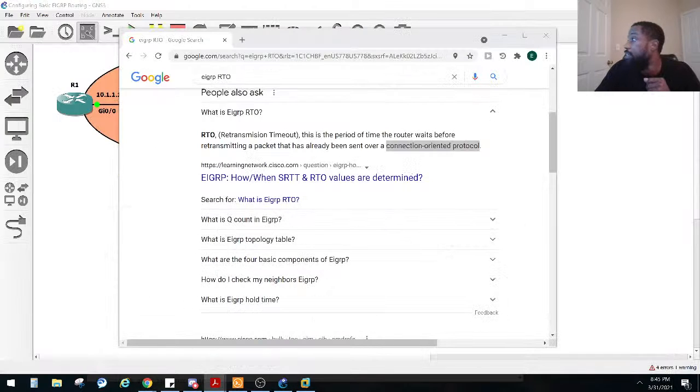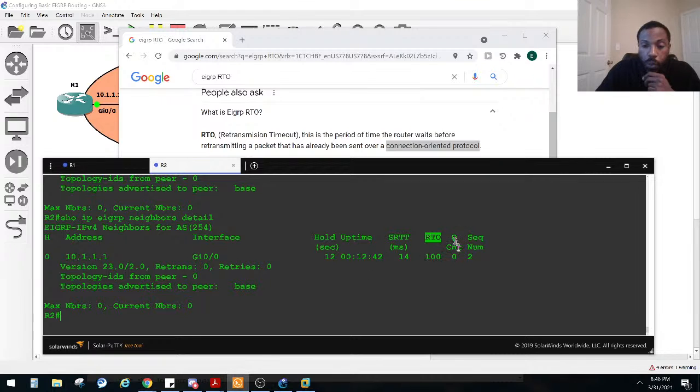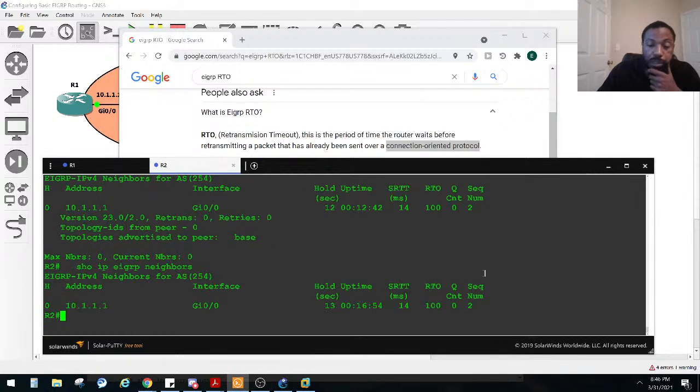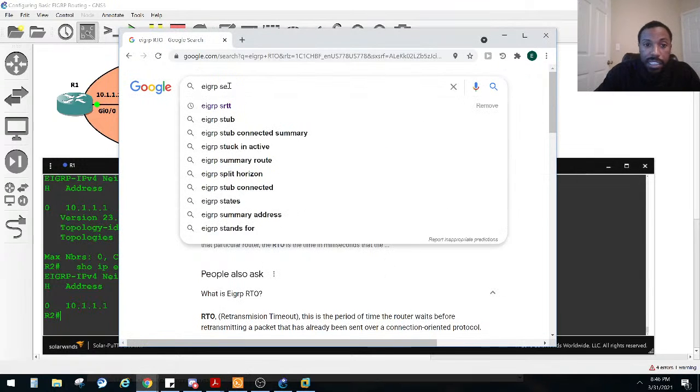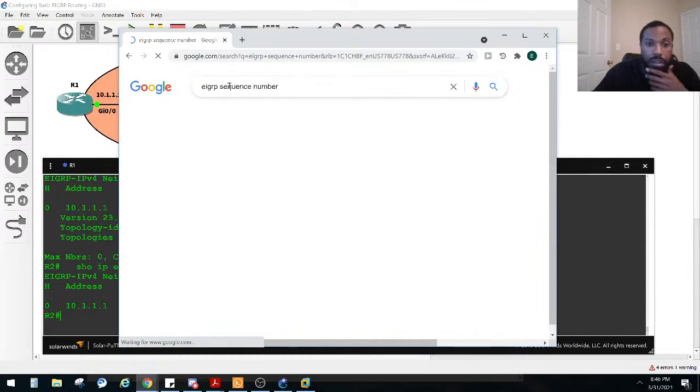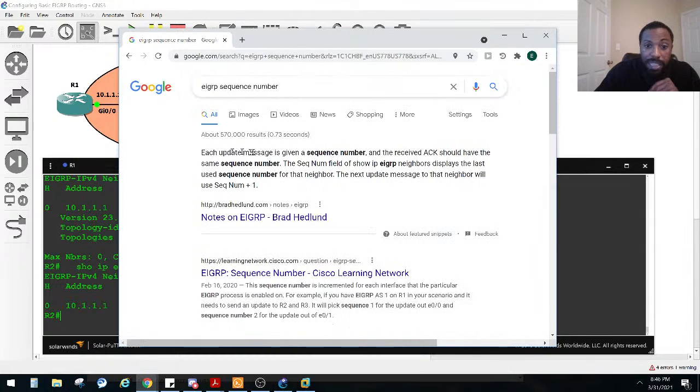But what else we had here? So that's what RTO stood for, right? And then Q count, I want to say quality count, and then the sequence number, right? So let's see, does that sequence number change? Sequence number 2, nope. So I'll pull that up real quick. If anybody knows what that is, sequence number. In EIGRP neighbors, each update message is given a sequence number. And the received acknowledgement, or ACK, should have the same sequence number.